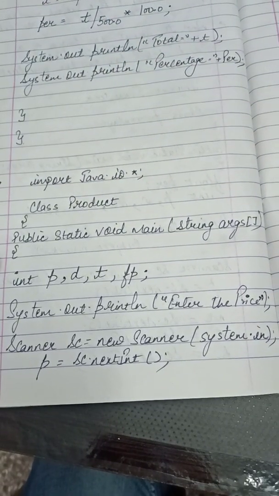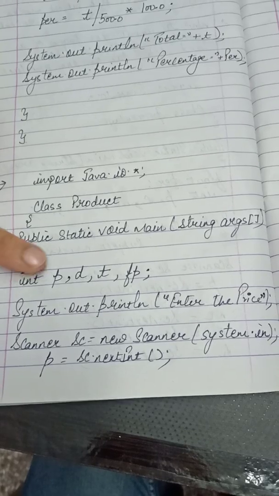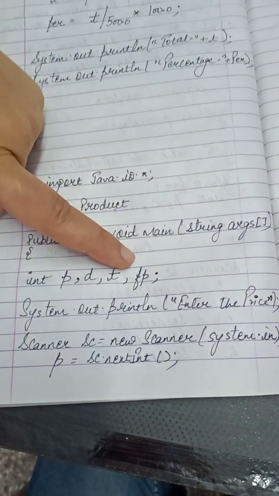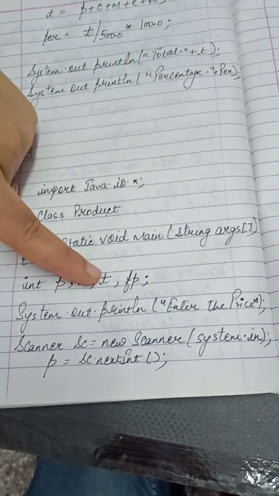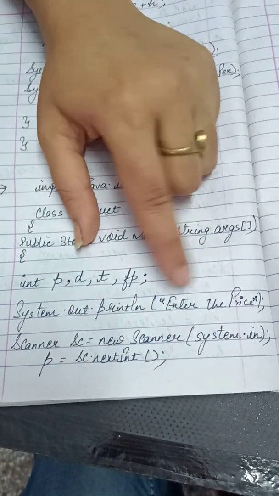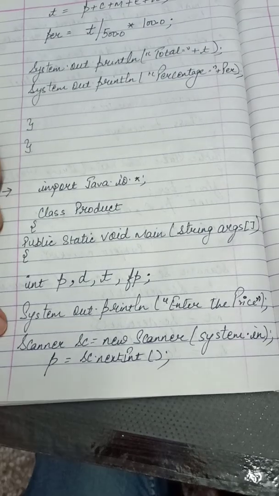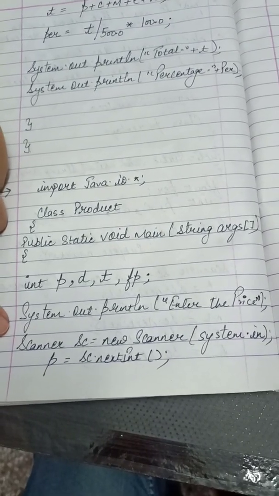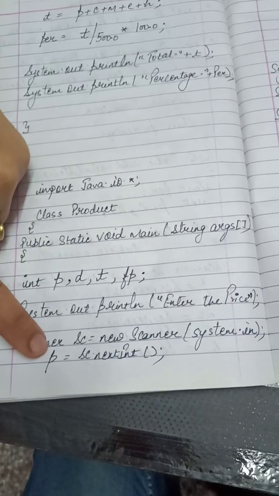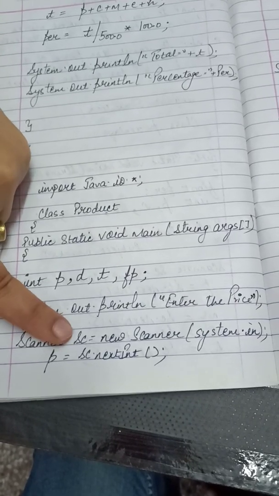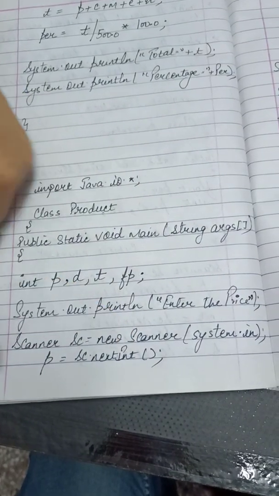Now I have taken integer price, discount, tax, and your final price, FP for final price. Now System.out.println, I have taken the statement, enter the price. Scanner class we are using for taking the input because we have to take the input of the price. Here we have taken the P variable for that, sc.nextInt().